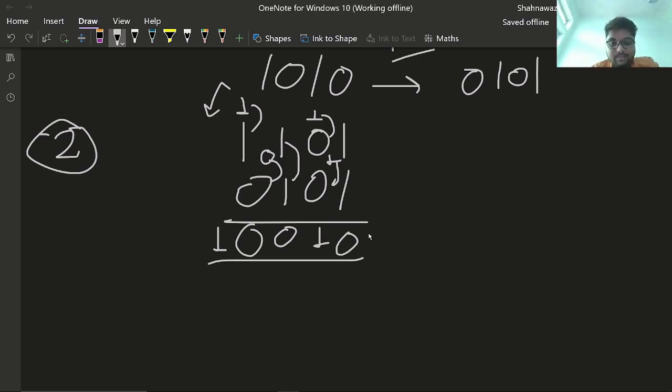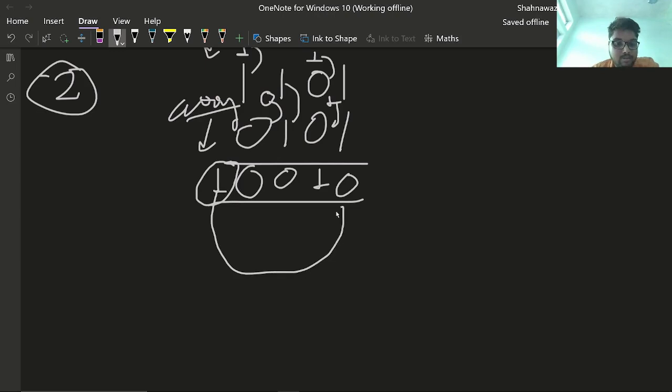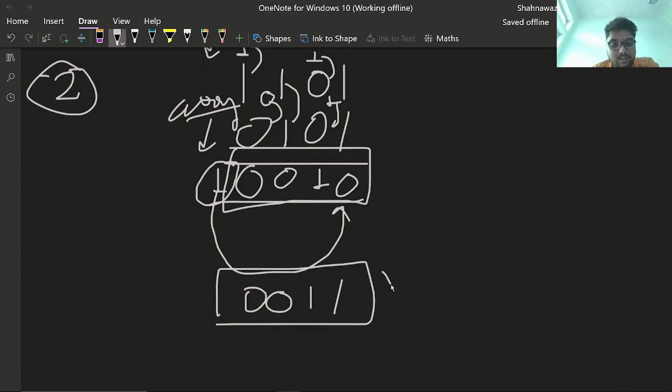Then check the third step. The carry is 1, representing the carry. So when the carry is 1, just add this bit to this sum. Remove this one and just add it. Then what you will get is 0 0 1 1. This will be your final answer.